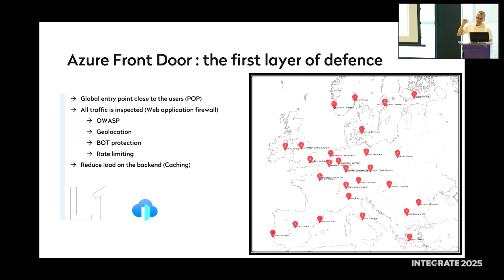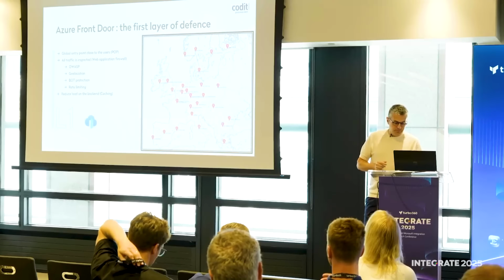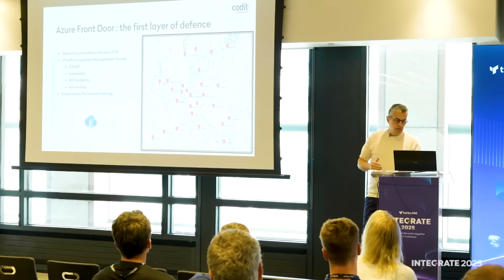In this case, we have geolocation blocking, bot protection, custom rules, rate limiting. You can also do some rate limiting, not so fine-grained like in API management, but you can also do a first level of rate limiting over there, close to your user. And also for very, very static API caching experience, you could also have some caching on Front Door, like content acceleration, CDN, and so on. Okay, L1, Front Door. Let's move on.